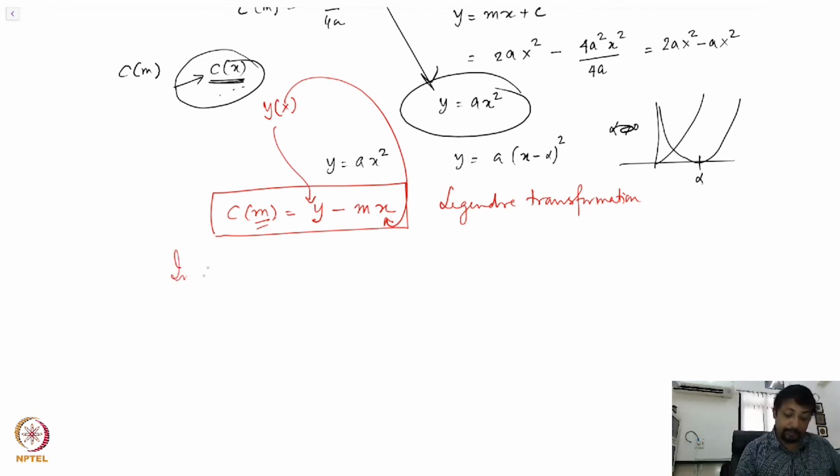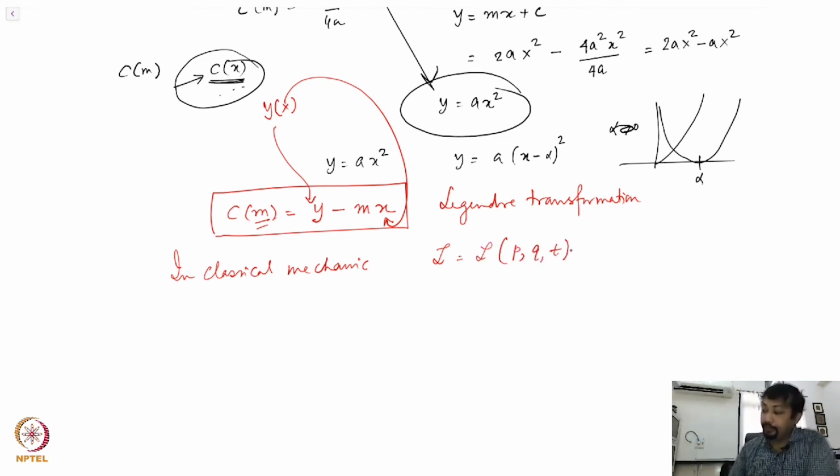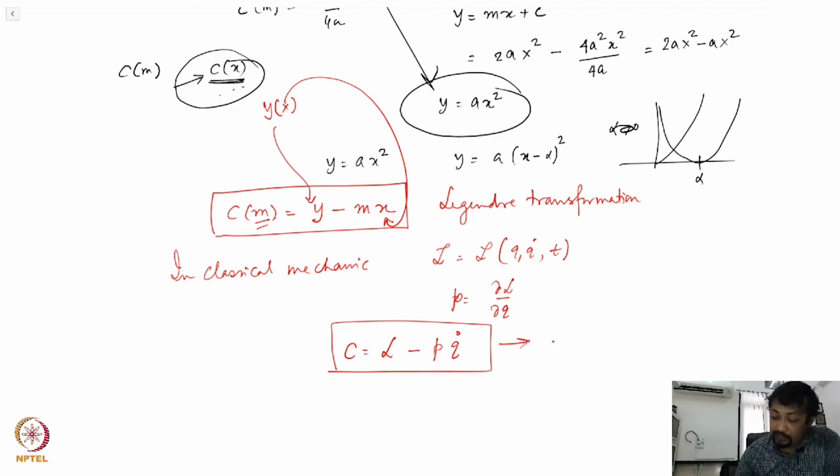In classical mechanics, the Lagrangian is a function of q, q dot and t, right? Then the momentum is del L del q dot, and you can eliminate q dot by writing it down in terms of this momentum, and this is what is called the Hamiltonian of the system.